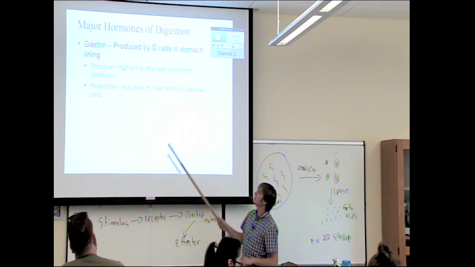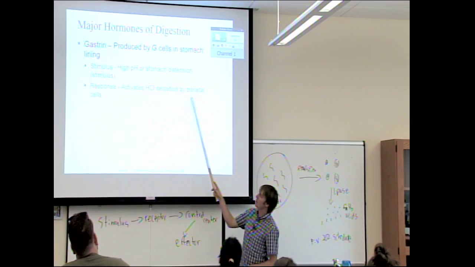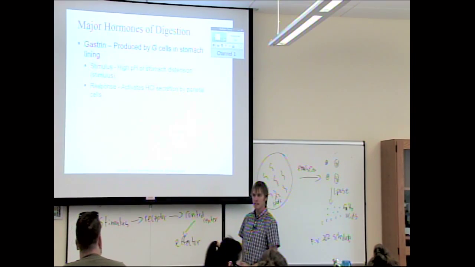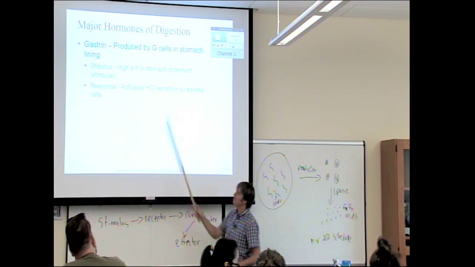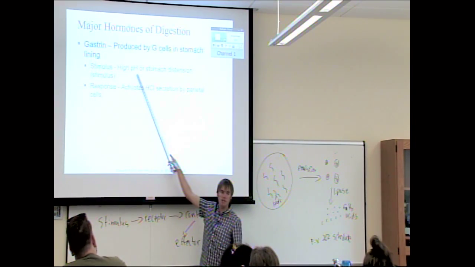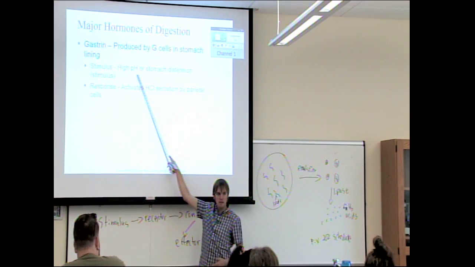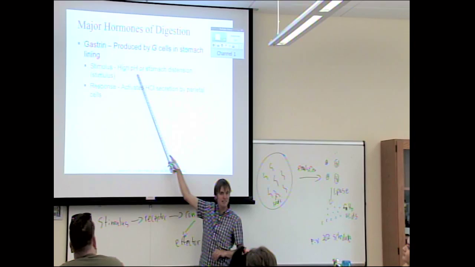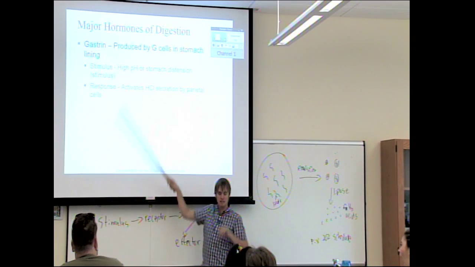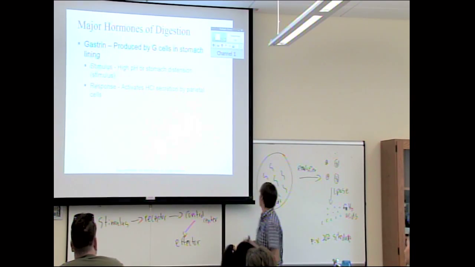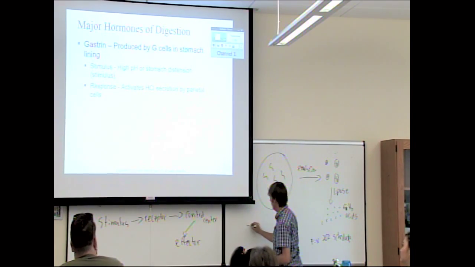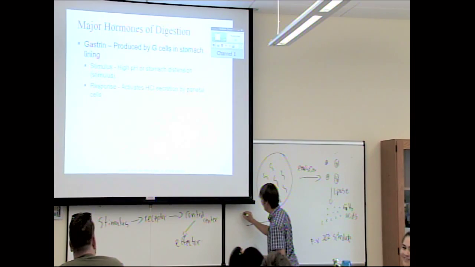And the response is it tells the parietal cells to make more HCl, which, I mean, kind of makes sense. If the pH is too high, what do you need to do? Make it more basic. No, it's too basic, so you want to make it more... Sorry, I know where you're getting stuck. Never mind. I know what you're saying.